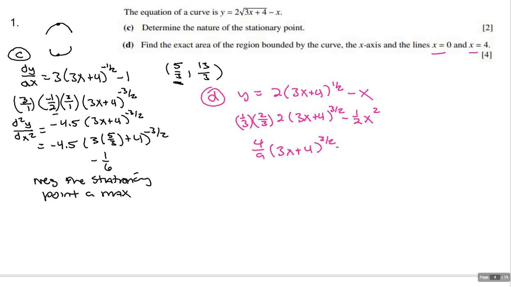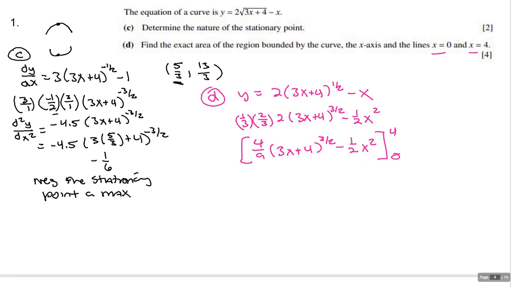And then minus. All right, so what happens is this, if you will, is our integration function. And what we're going to do is put in both values, the 4 and the 0, and then subtract them.